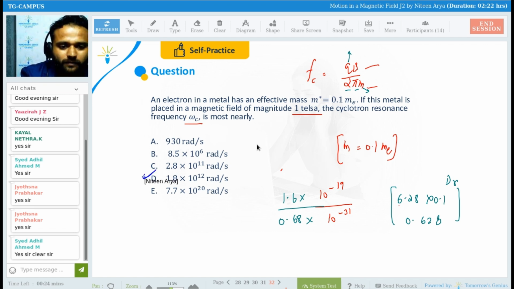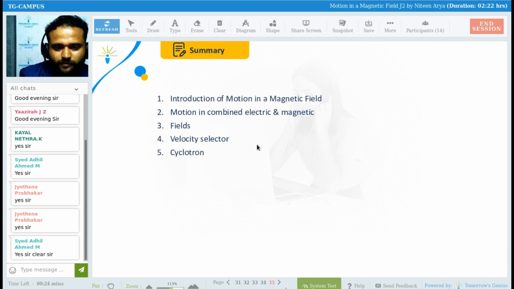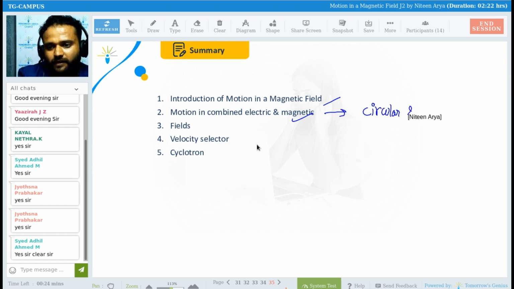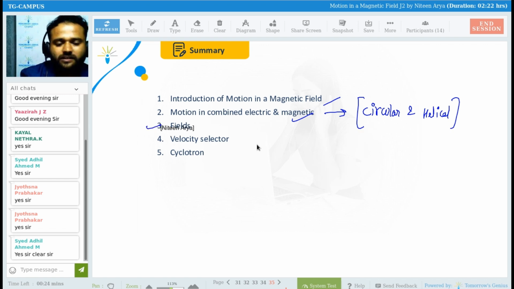So in this way, we cover this particular introduction. This is magnetic field and motion in combined electric field and magnetic field. How we have circular and helical. I hope and believe you understood really well in both ways. Fields like circular and helical, then velocity selector, and then cyclotron, and the application of cyclotron, and the energy and velocity of cyclotron also.